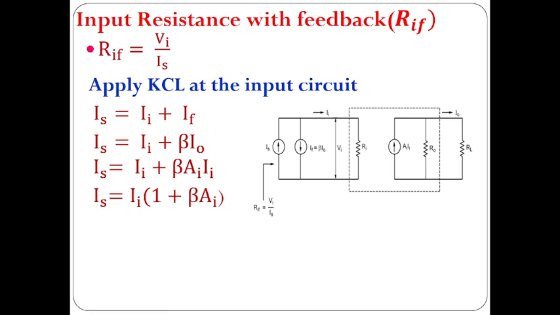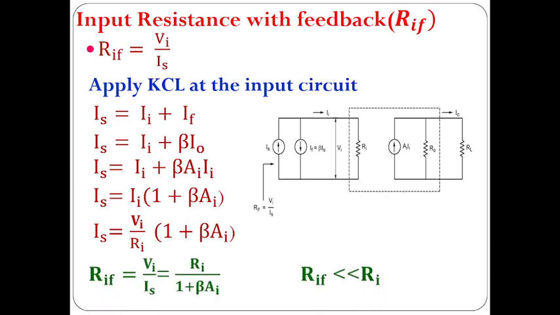How to replace II in terms of VI? Current can be written as voltage by resistance. Since it is II, what is the input voltage? I have VI. What is the input resistance? I have Ri. So how am I writing this here? IS is equal to VI by Ri into 1 plus beta AI. Now rearrange the terms in such a way as to get the expression for RIF. So RIF is equal to VI by IS is equal to Ri divided by 1 plus beta AI.